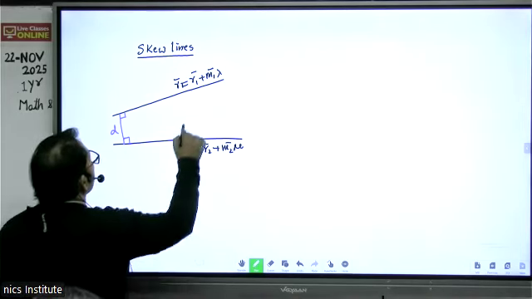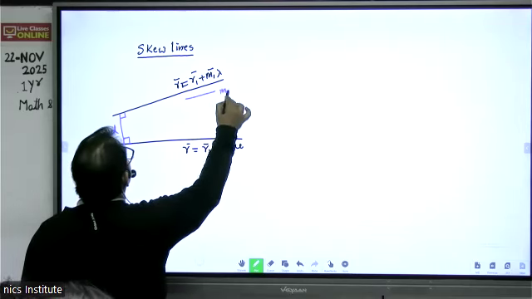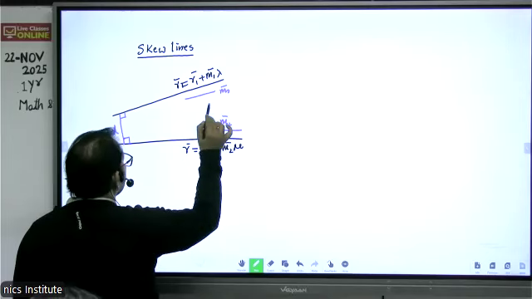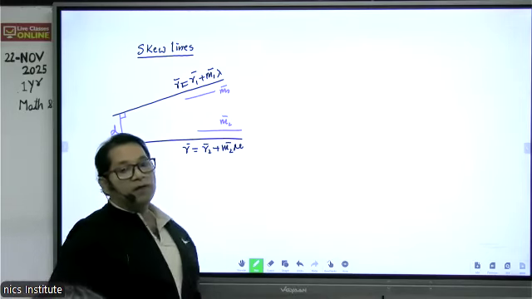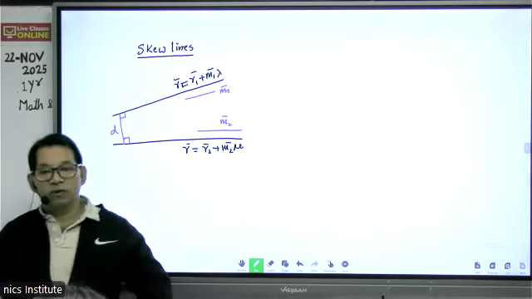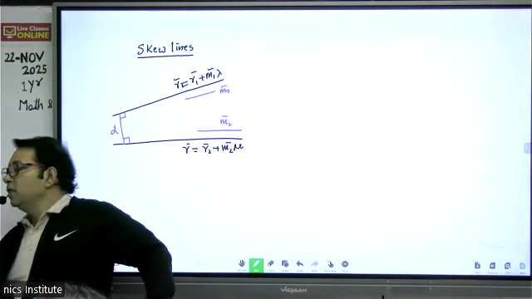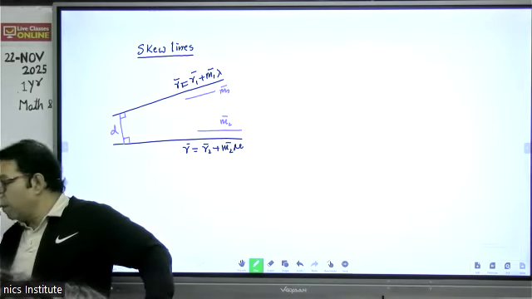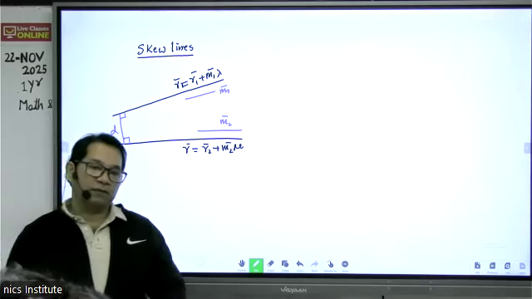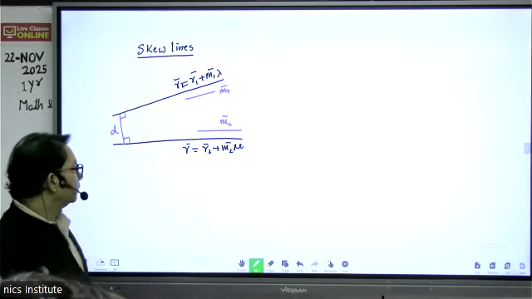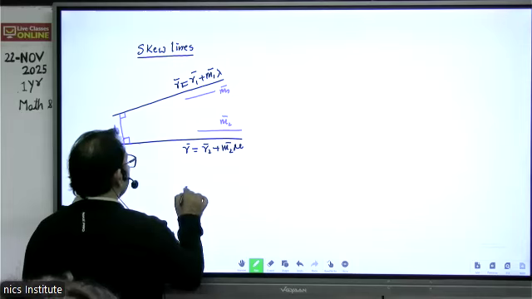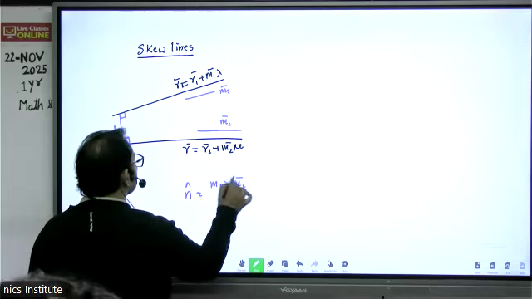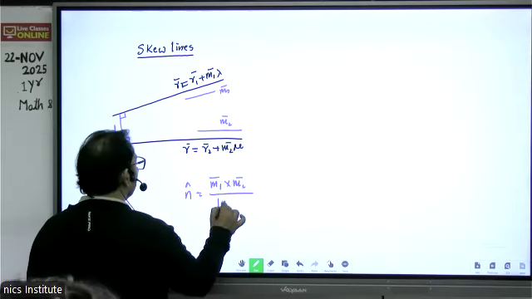Now m1 is a vector which is parallel to the first line. m2 is a vector which is parallel to the second line. Can you find a unit vector which is perpendicular to m1 and m2 both? Which unit vector would be perpendicular to m1 and m2 both? Yes. A unit vector perpendicular to both lines will be this: m1 cross m2 by mod of m1 cross m2.